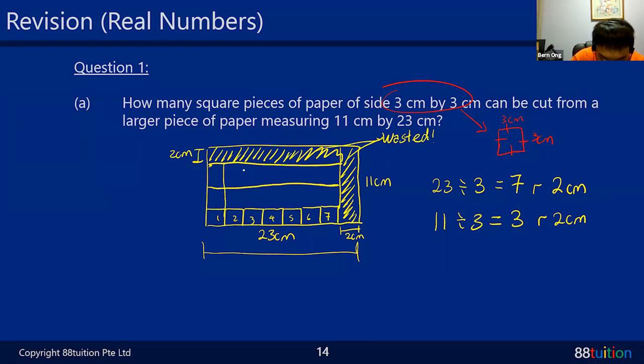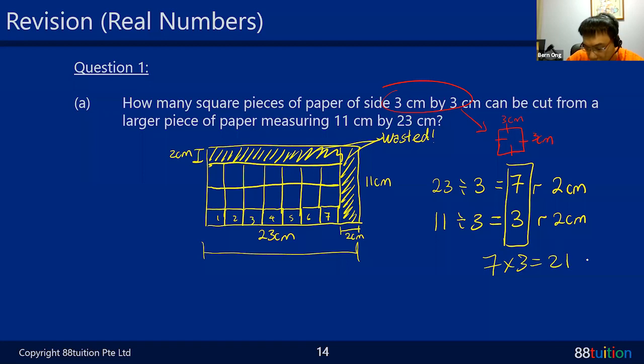So how many squares can I put in there? So simply, you just take your 7 times 3 to give you your 21. Answer is 21 squares. That's it. Easy, right? So simple question like this shouldn't have any problem. All right, let's go on to question 1B now. 1B is 3 minutes. Ready?